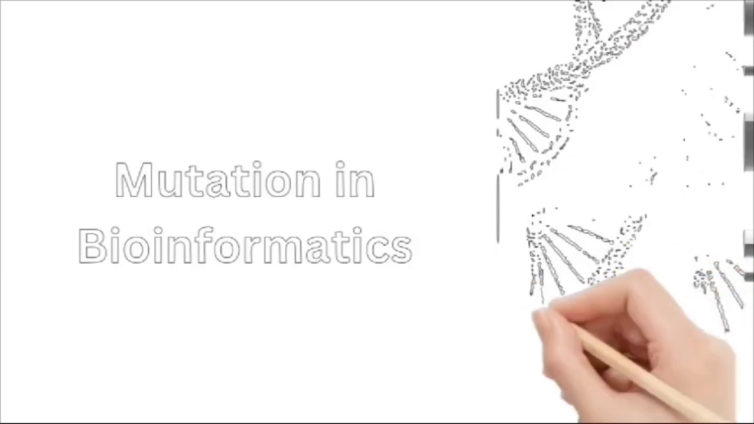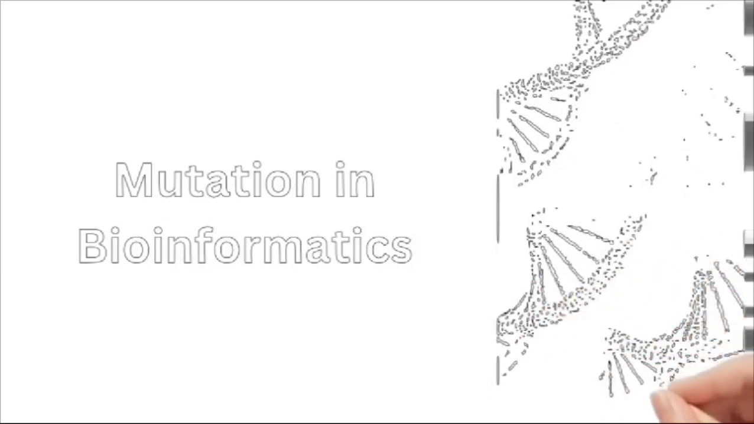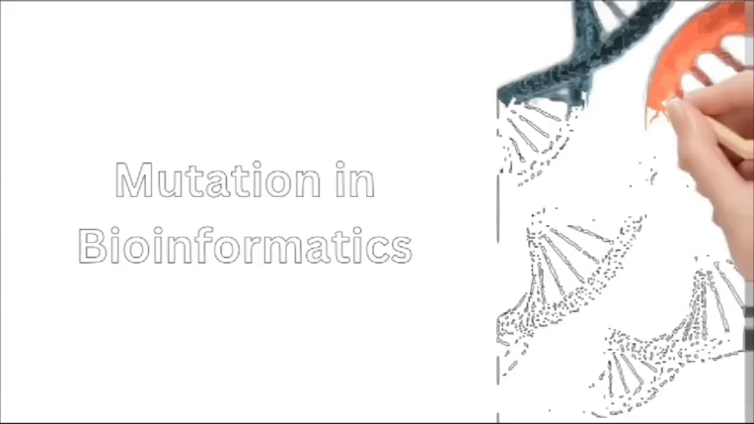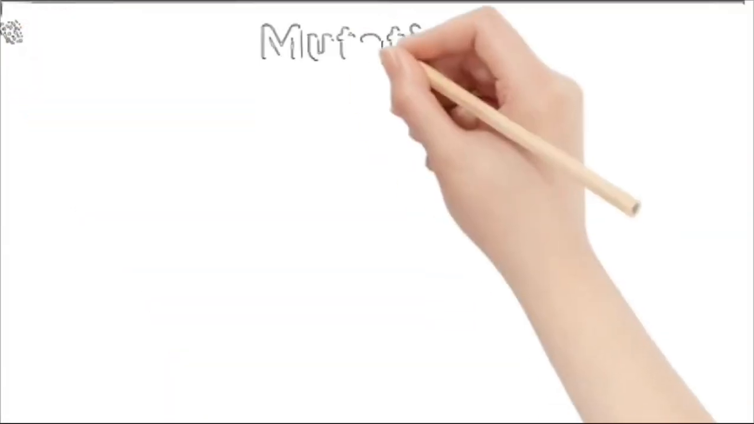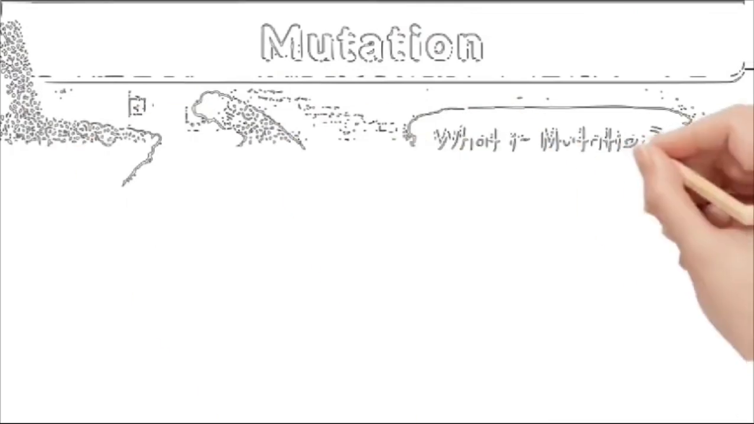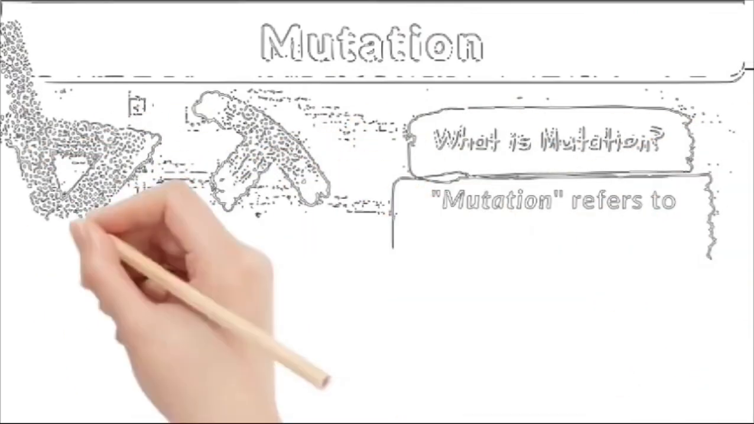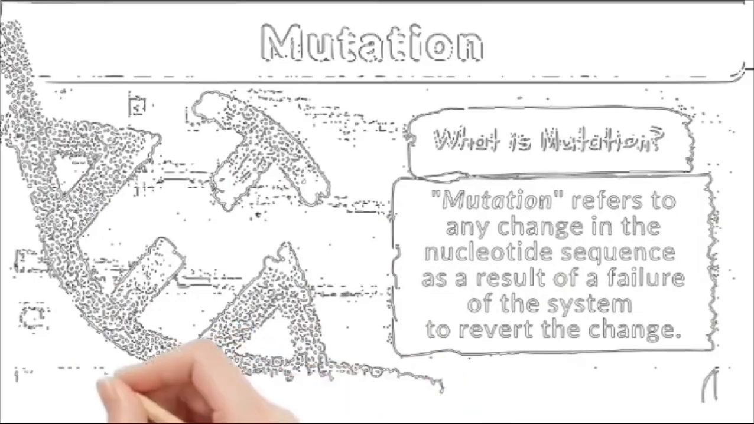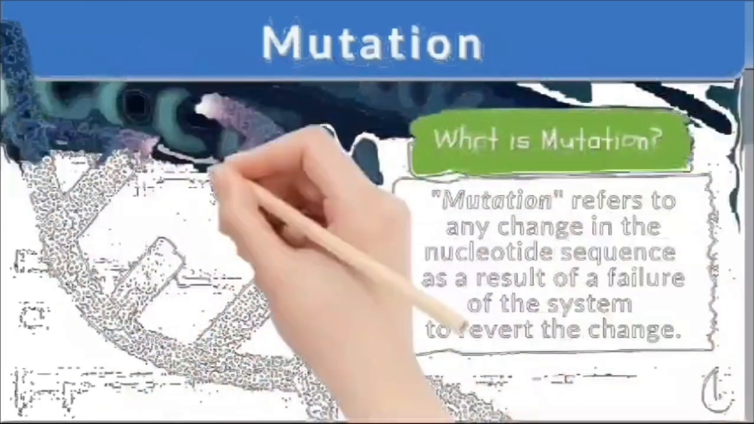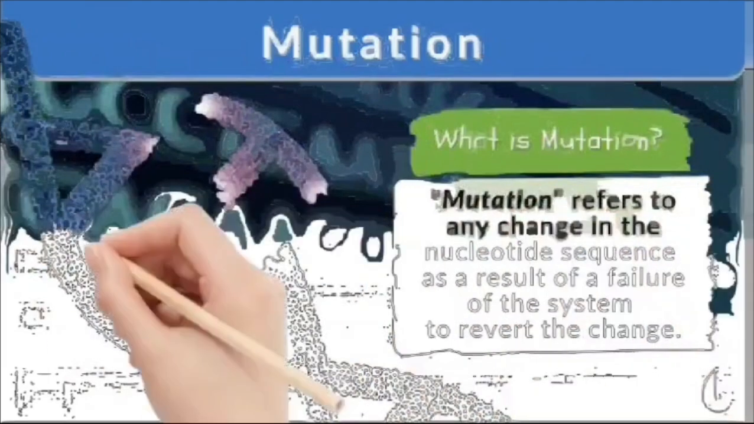Mutation, the blueprint of genetic variation in bioinformatics. Mutations play a fundamental role in shaping the genetic diversity of life. This educational resource explains what mutations are, their causes, types, and how bioinformatics plays a critical role in their study and real-world applications.